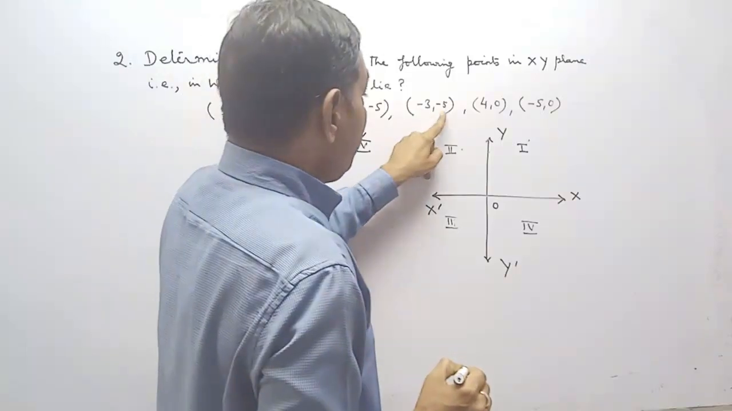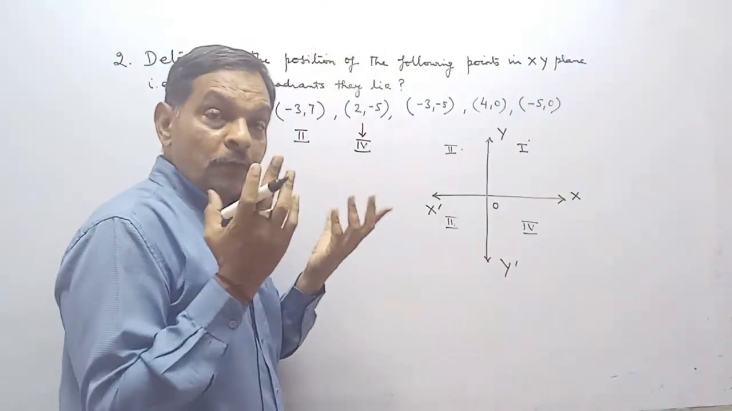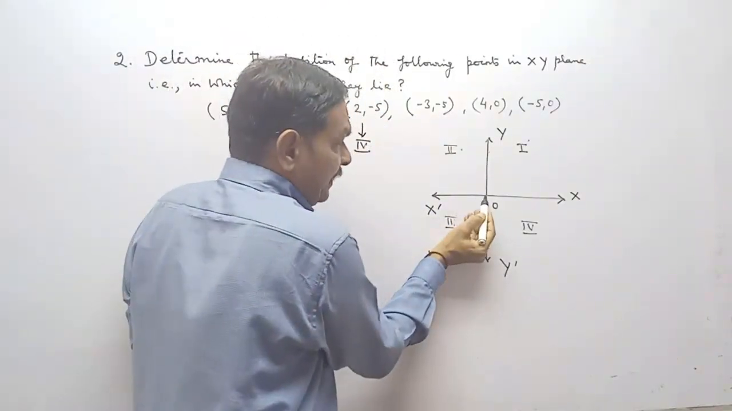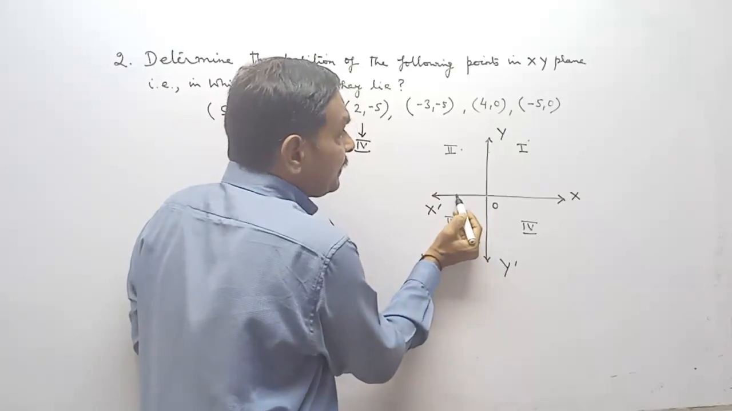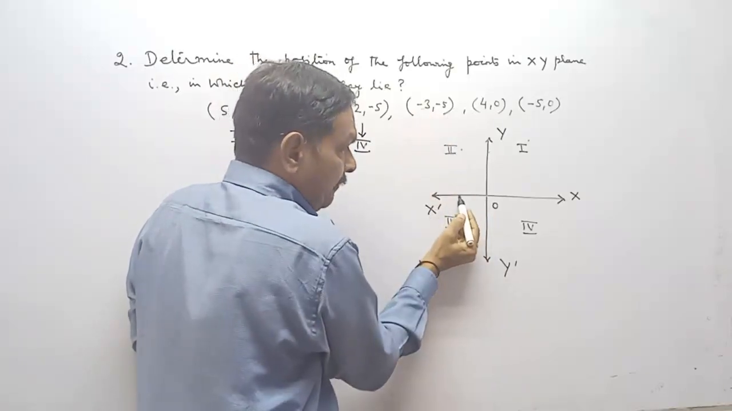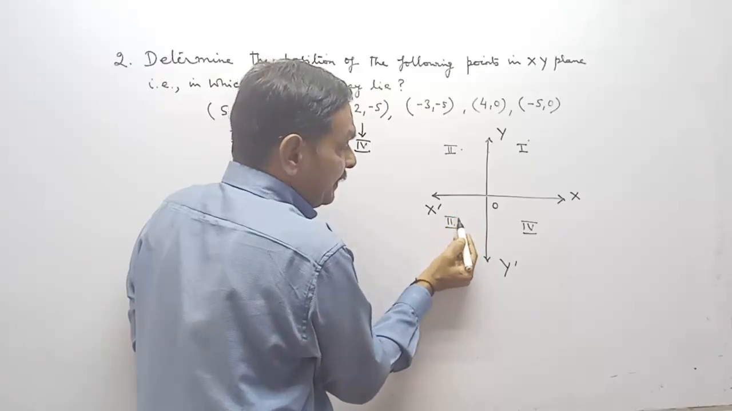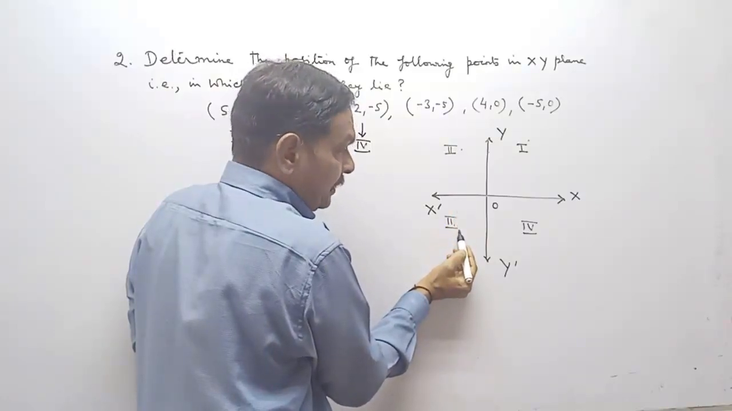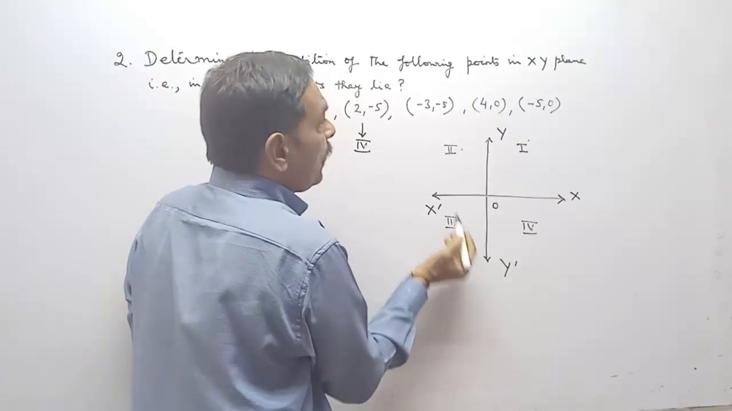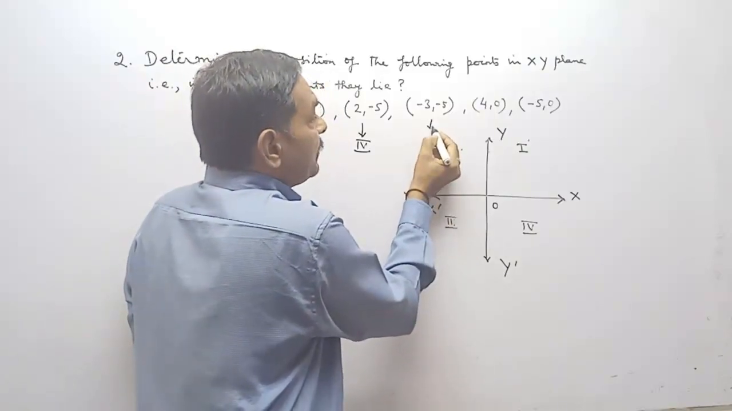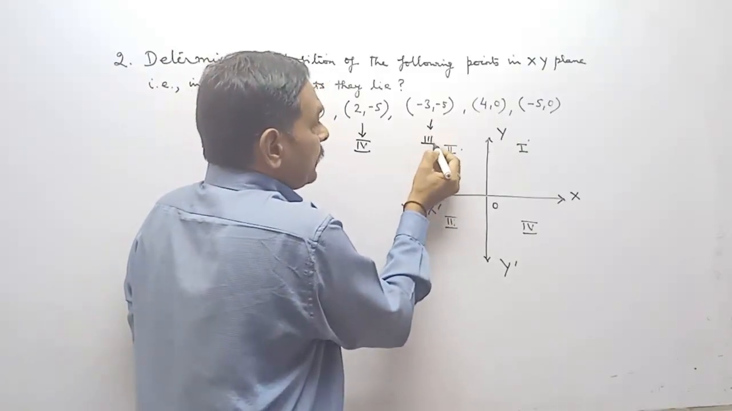Here (-3, -5). Now again, you can guess. On X-axis we are moving in the negative direction because -3 is there. On Y-axis again we are moving in the negative direction, means downwards. We will be here in the third quadrant. So this point will lie in the third quadrant.